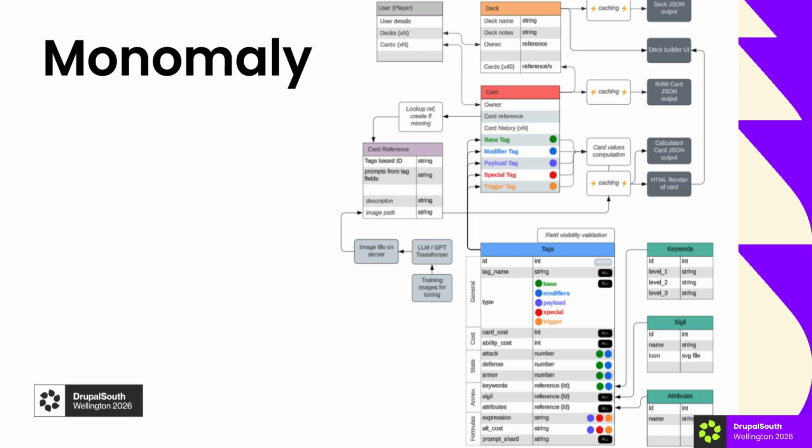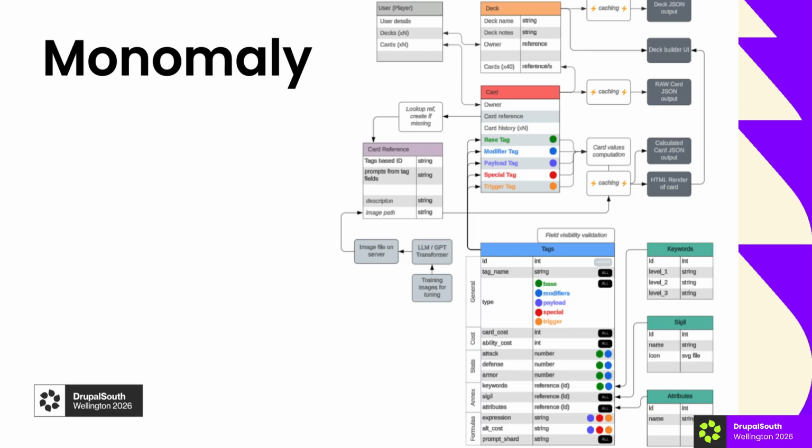So it's all just entity references really at the end of the day. We have caching on top of the decks and then a deck JSON output, and there's a deck builder UI. We're actually handling this in app now, just because it's a bit easier than jumping between systems.